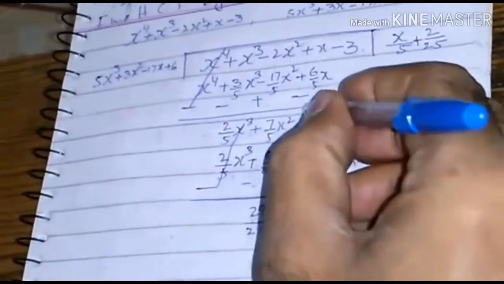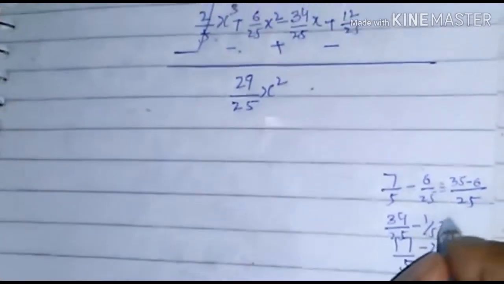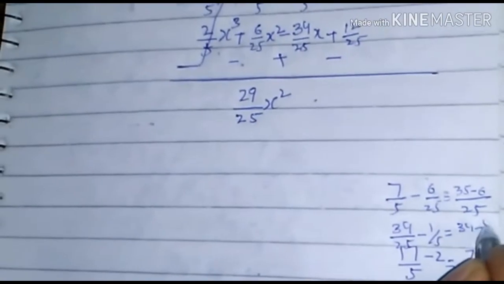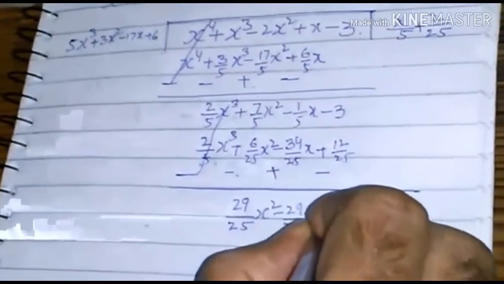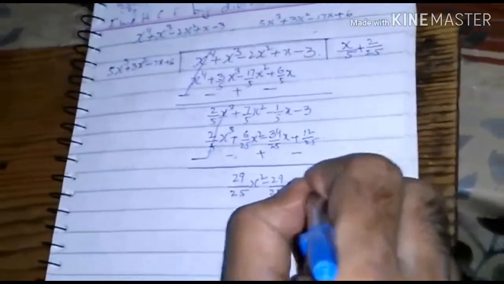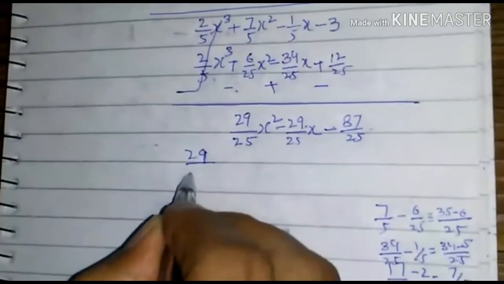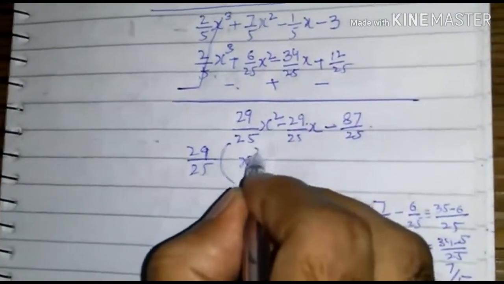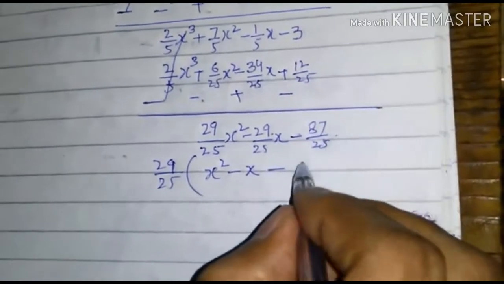Now look at this. This is plus, this is minus. 34 over 25 minus 1 over 5 is equal to 34 minus 5 over 25, 29 over 25 x, minus 25 3s are 75 plus 2, 87 over 25. 29 over 25 is common, so remaining here x square minus x minus 3.